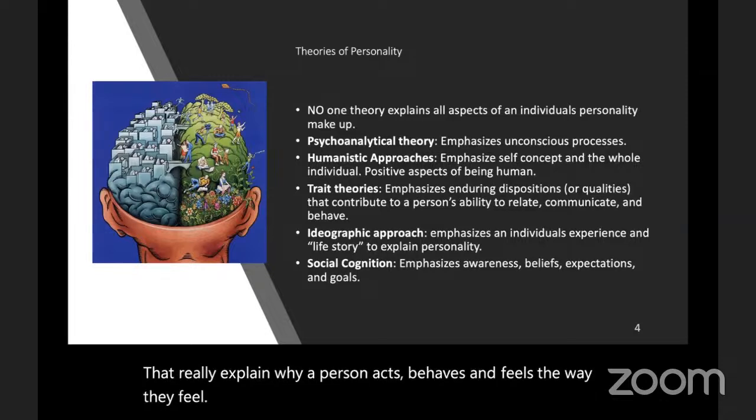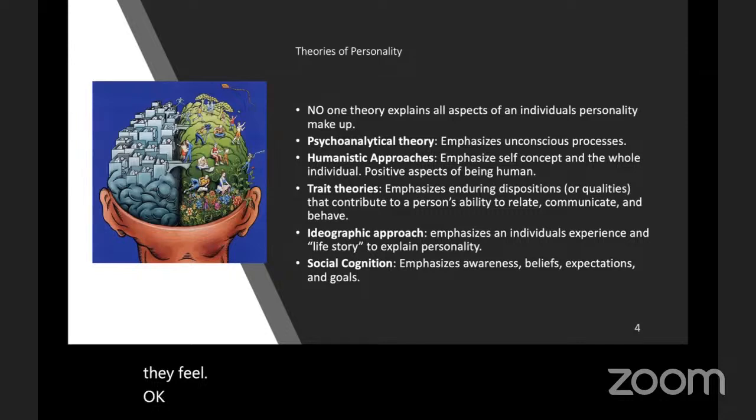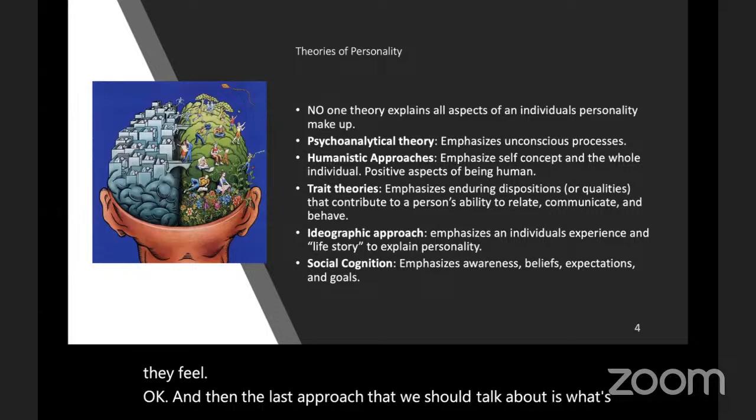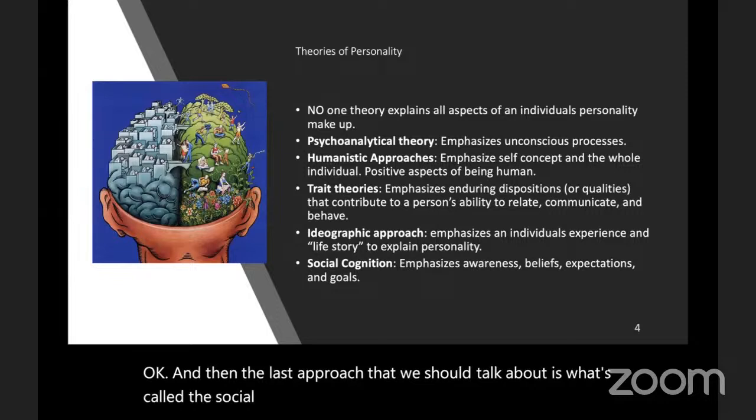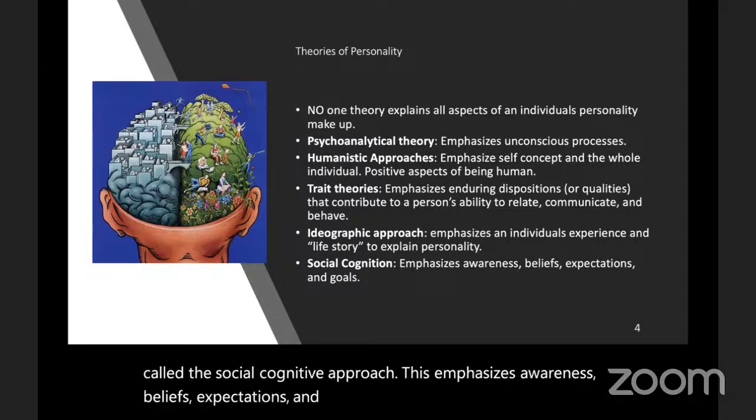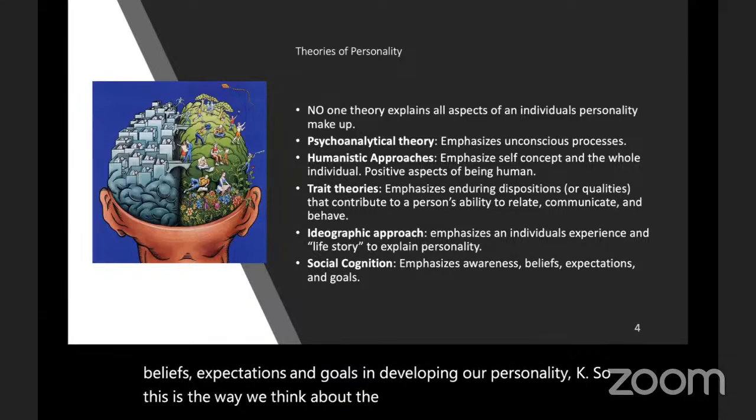Okay. And then the last approach that we should talk about is what's called the social cognitive approach. This emphasizes awareness, beliefs, expectations, and goals in developing our personality. Okay. So this is the way we think about the world and how we behave.